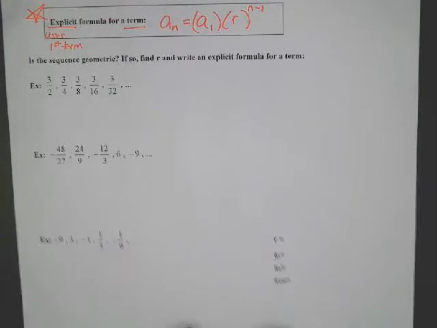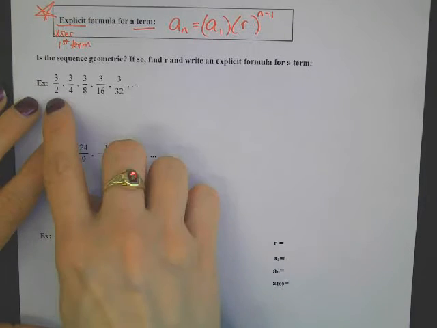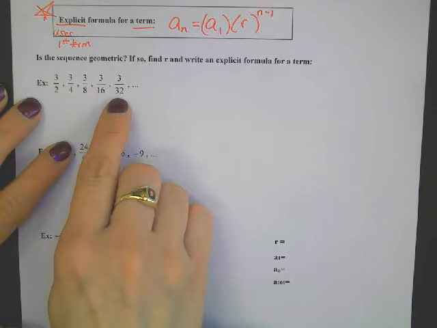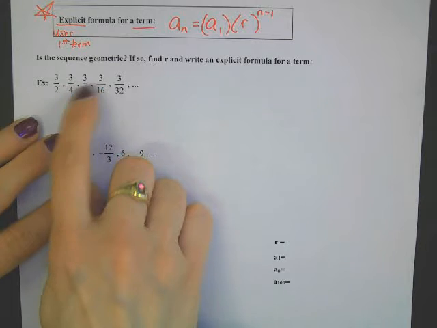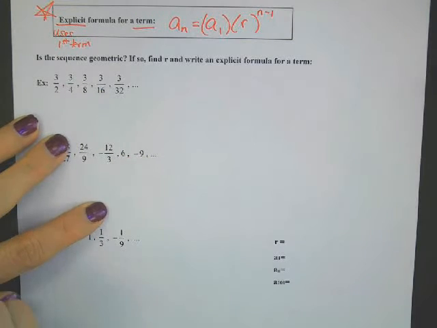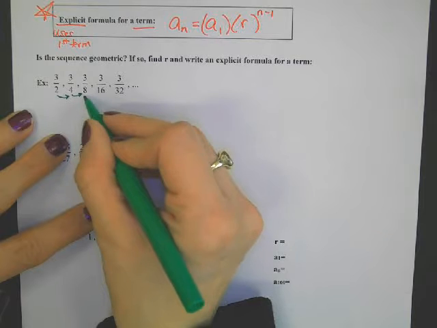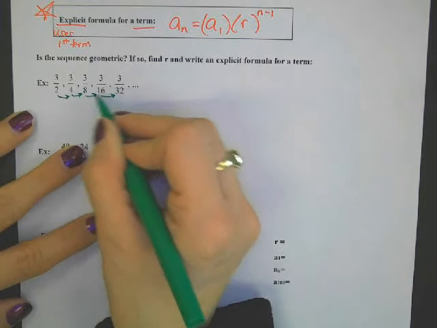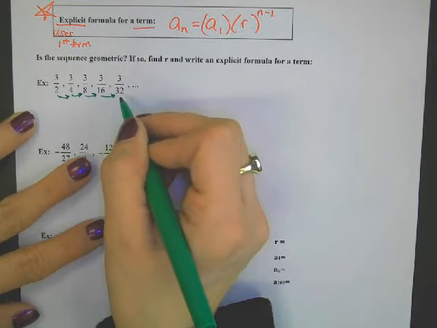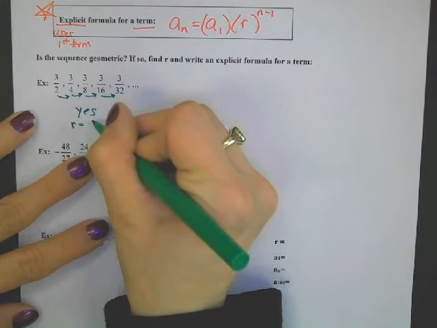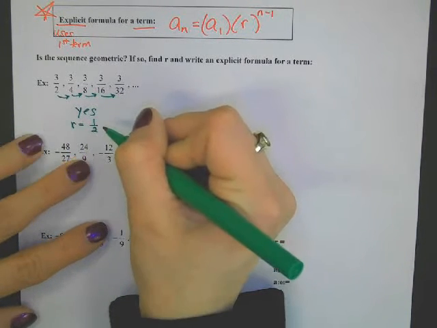Okay, let's look at some examples here to see if these are indeed geometric. So what are they multiplying by? Looks like the numerators are 3's. It looks like the denominator here got multiplied by 2, by 2, by 2, by 2. Is it 2 throughout? Yes.